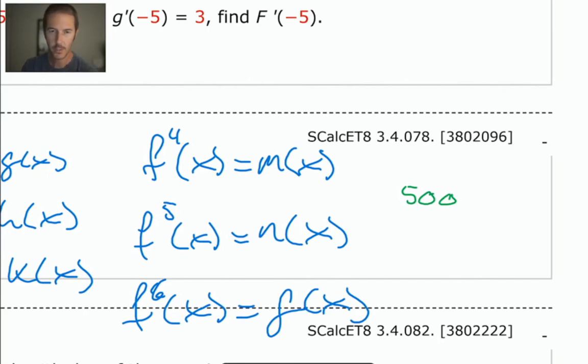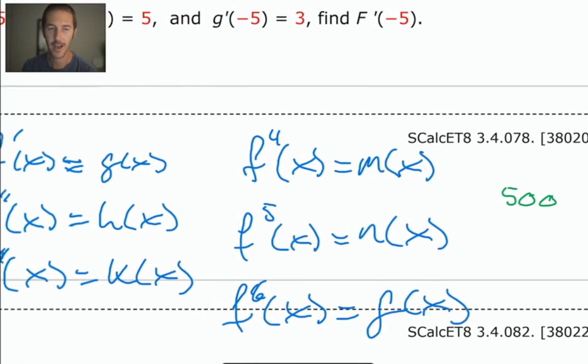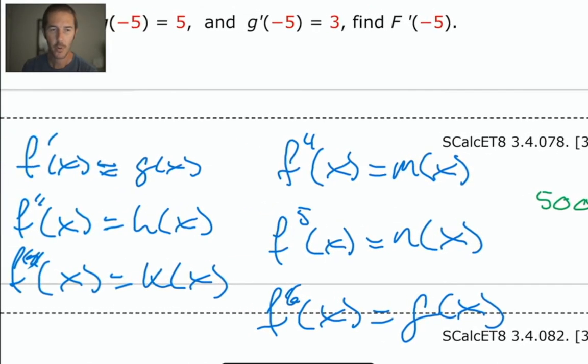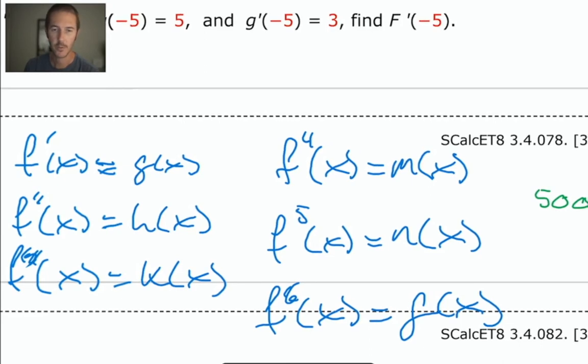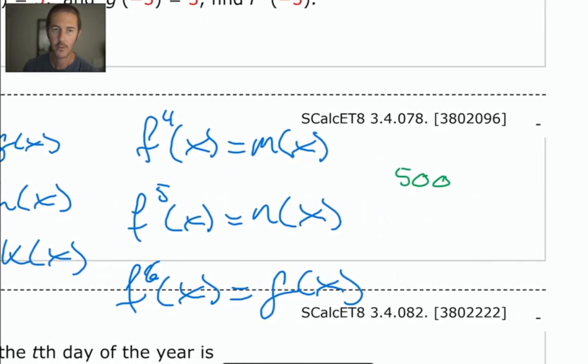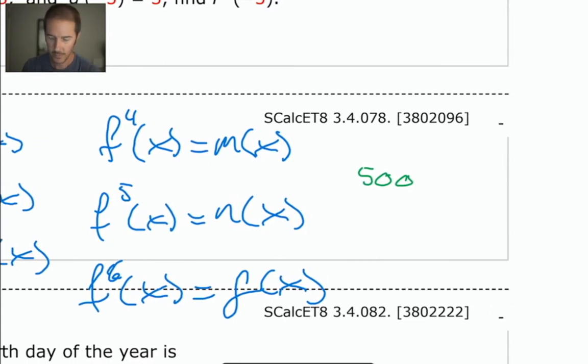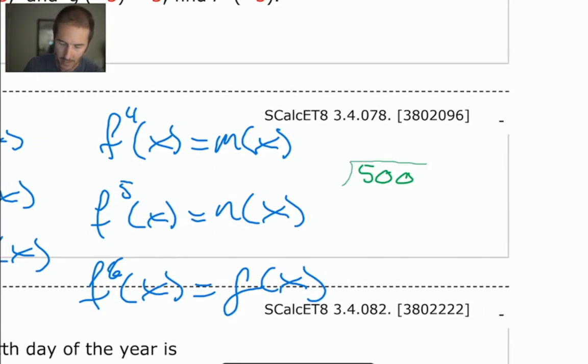So the number of unique values that we're seeing here is actually 5. F prime, F double prime, F triple prime, the 4th derivative and the 5th derivative are all unique. And then the 6th one is the one where I see the repetition. So the first 5 are unique. So I'm looking for the 500th derivative. So I'm going to take 500 and I'm going to divide it by 5. And it goes in 100 times with a remainder of 0. That remainder is the derivative that I want to use.